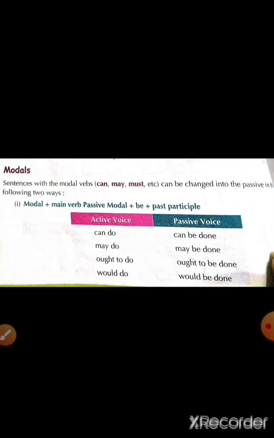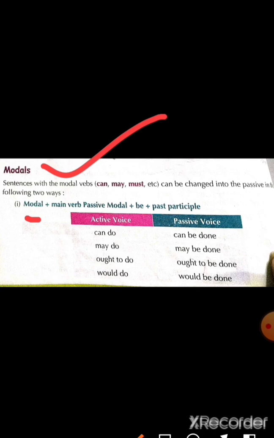Now we will see how to change a sentence which has a modal verb to passive voice. What are modal verbs? Like can, could, shall, should, may, must, might. All these are modal verbs. These can be changed into passive in the following ways. So how can we change it? First we will write where there is a modal verb, in that place we will do like, I can do this.